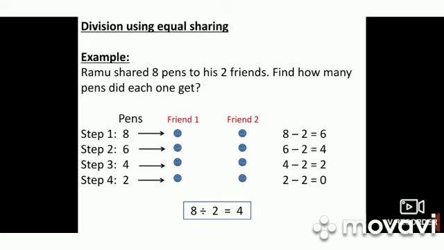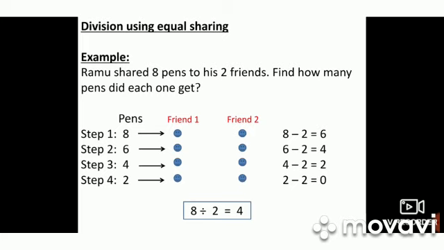Do the numerical statement, that is 8 minus 2, I am getting 6. So I am not getting 0, so I still have pens to give to my friends equally. So step 2. Write the 6. Then give the pen to 2 friends. So again I am drawing 2 circles there for friend 1 and friend 2. So 6 minus 2 is equal to 4.